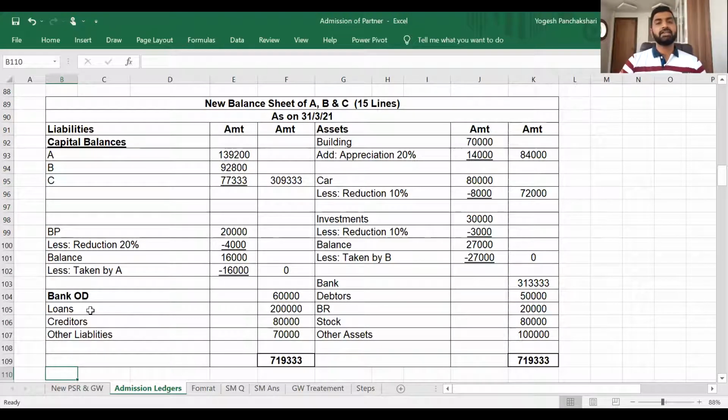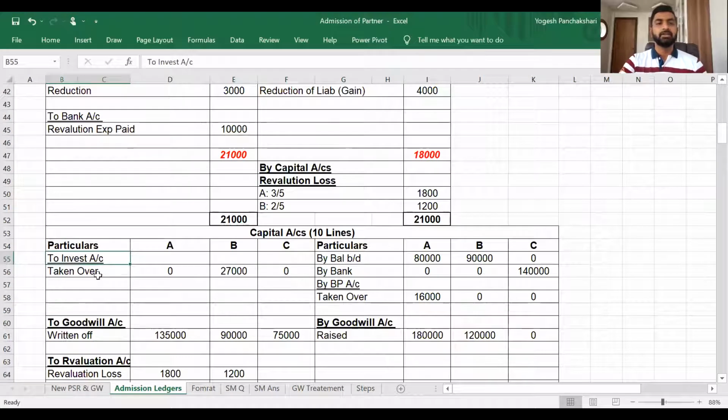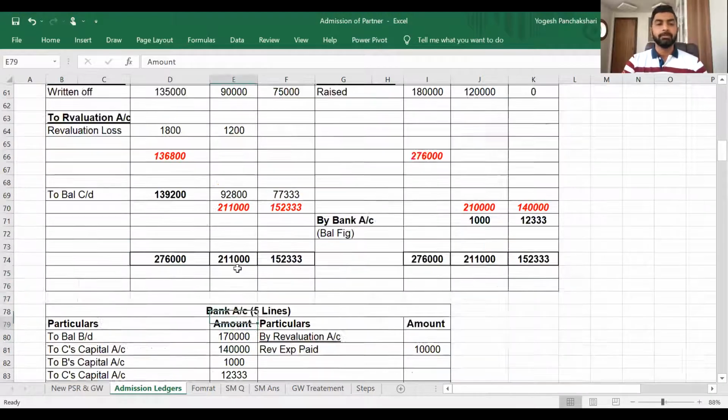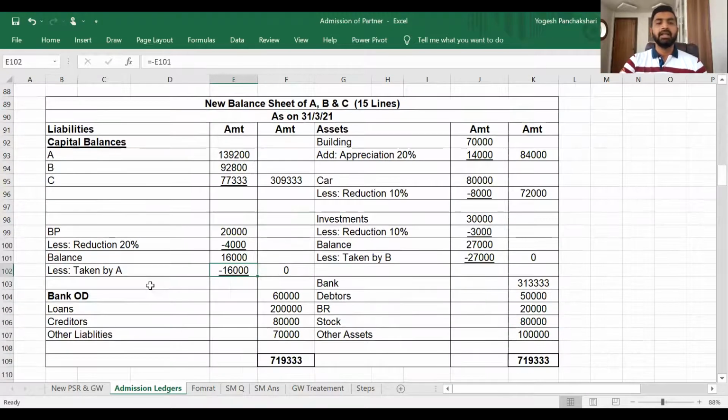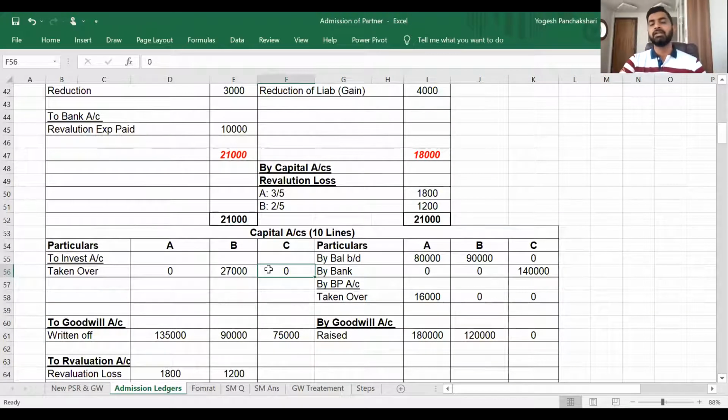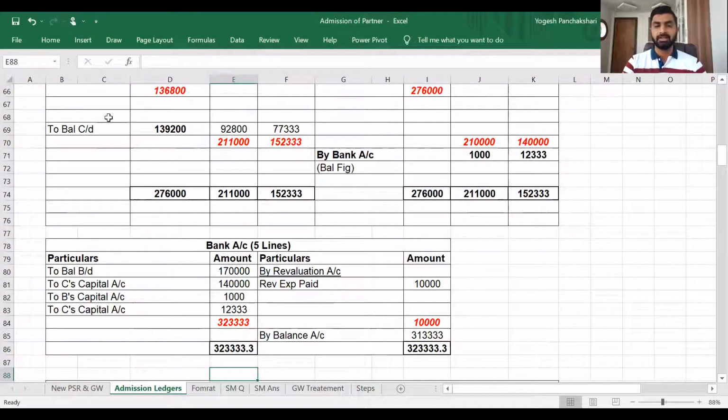Next step is to record the assets or liabilities taken over by any partner, like investment is taken over by B. So debit the receiver, B's account is debited to investment account taken over. Bills payable is paid by A. So it is reduced from here. So it is 0 now and it is credited to A's capital. That means right now A will pay it off and afterwards he will get it back from the firm. Next step is to record revaluation expenses, bank account debit to revaluation expense account. Second effect will go to the bank account credit side.